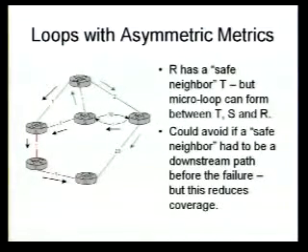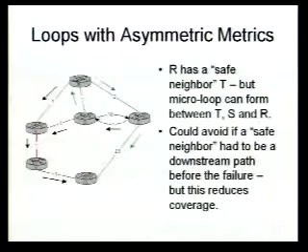However, the path locking with safe neighbors doesn't solve loops with asymmetric link costs. In this example, S and R both have safe neighbors. S's safe neighbor is R. R's safe neighbor is T. But it's possible for traffic to loop around via S.